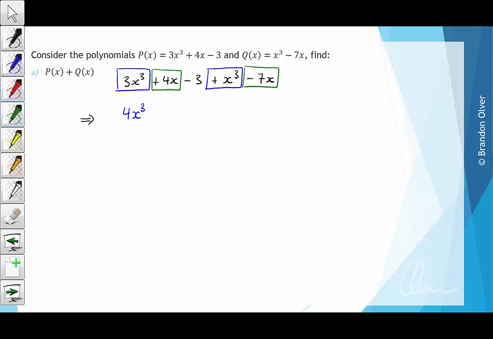And then in our green, we're going to have 4x minus 7x, and that will give minus 3x. And then we've still got our minus 3 left over. So all up, p of x plus q of x is equal to 4x cubed minus 3x minus 3.